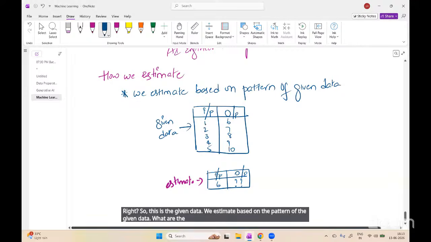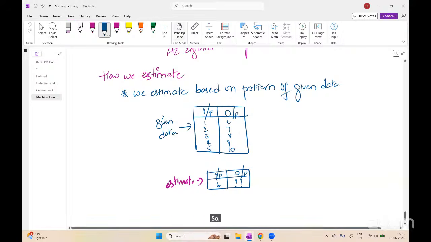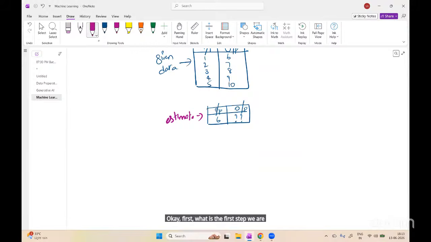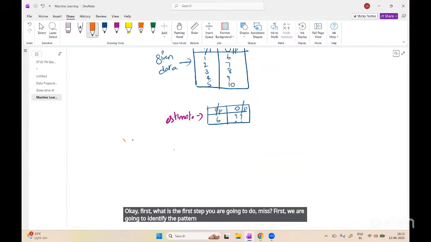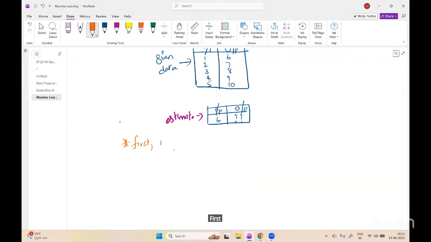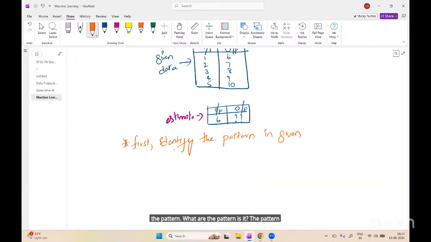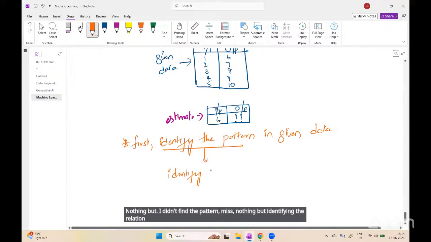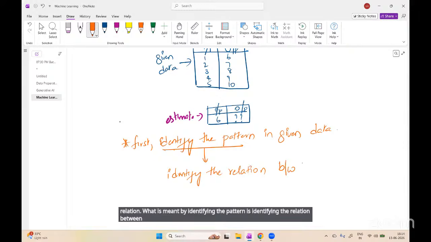What pattern have we identified? First, how are we going to work like this? First, we are going to identify the pattern in the given data. Identifying the pattern is nothing but identifying the relation. What is meant by identifying the pattern? It means identifying the relation between variables.